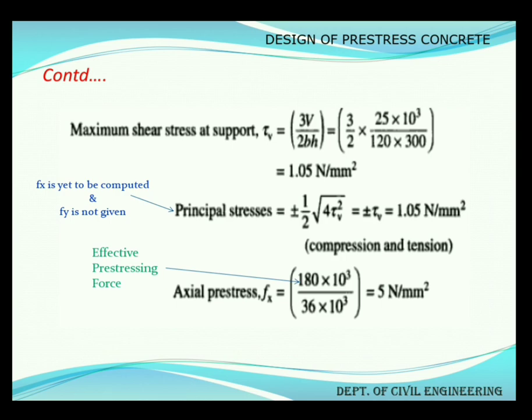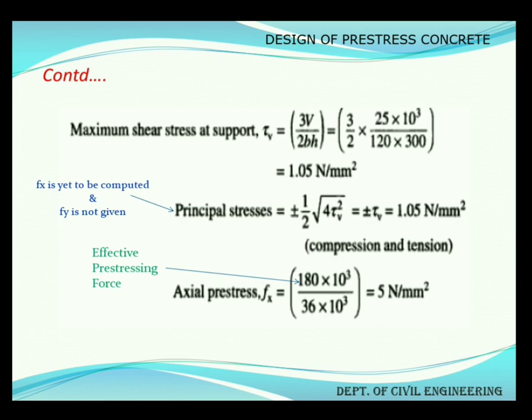Therefore principal stresses, now here Fx is yet to be computed and Fy is not given. Currently this is the first part where we are not considering any axial forces, neither Fx nor Fy. Therefore from the formula which we have taken down in the last lecture, (Fx plus Fy) divided by 2, that term automatically becomes 0. So what is left is half square root of Fx squared plus 4 tau v square, that term only remains because Fx is not there, Fy is not there.